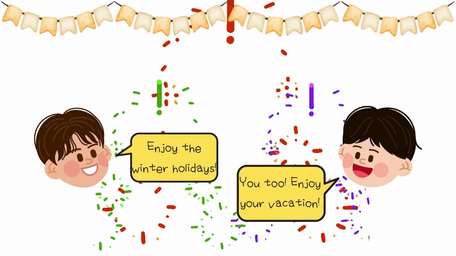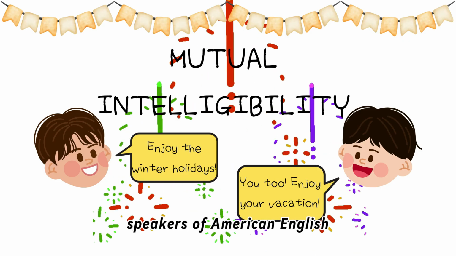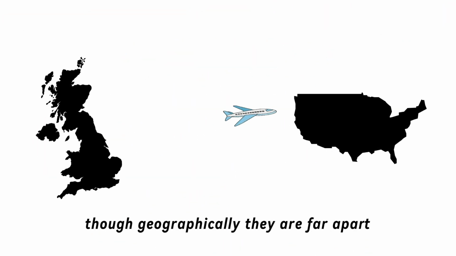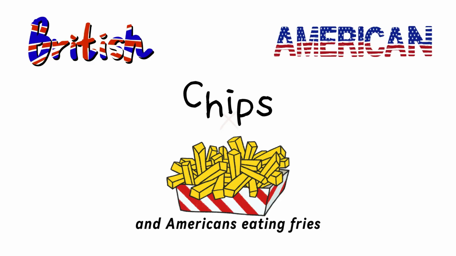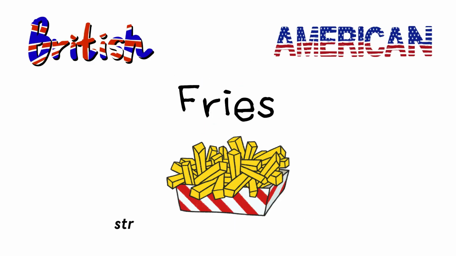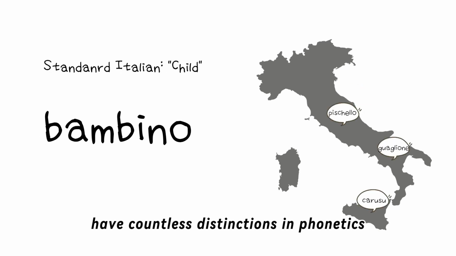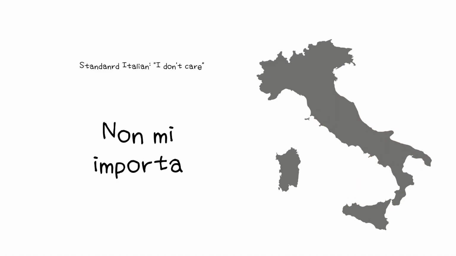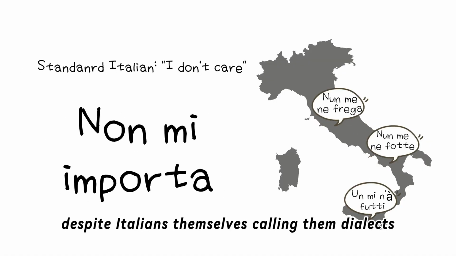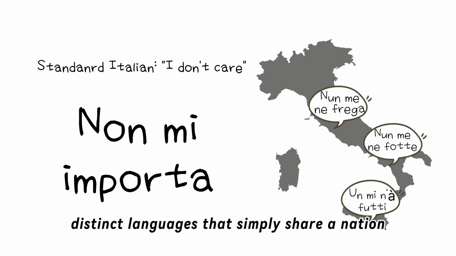For example, speakers of British English can understand speakers of American English with little to no difficulty, though geographically they are far apart. This is because despite British people eating chips and Americans eating fries, fundamentally the language structure and system is the same. On the other hand, the many dialects of Italy have countless distinctions in phonetics, grammar, and vocabulary, as well as low mutual intelligibility. As a result, despite Italians themselves calling them dialects, they are in fact distinct languages that simply share a nation.